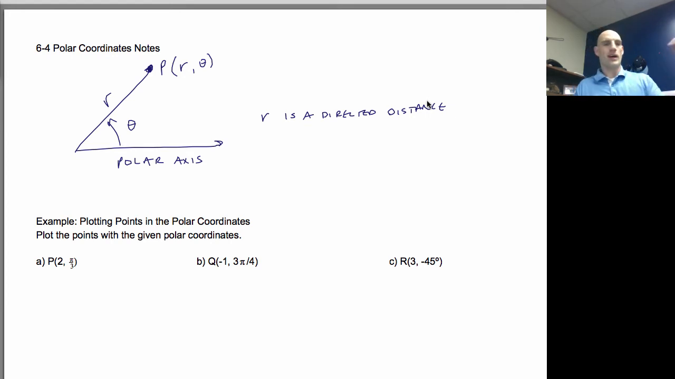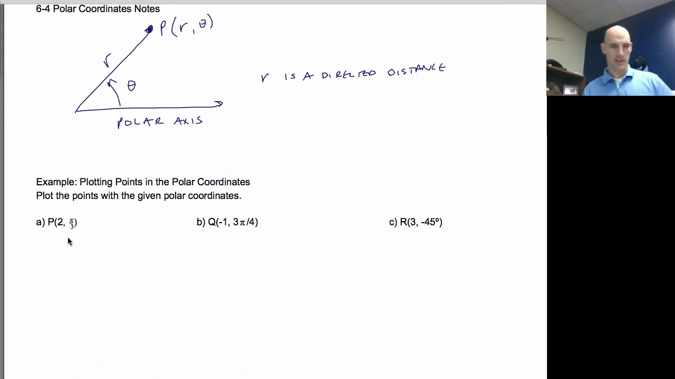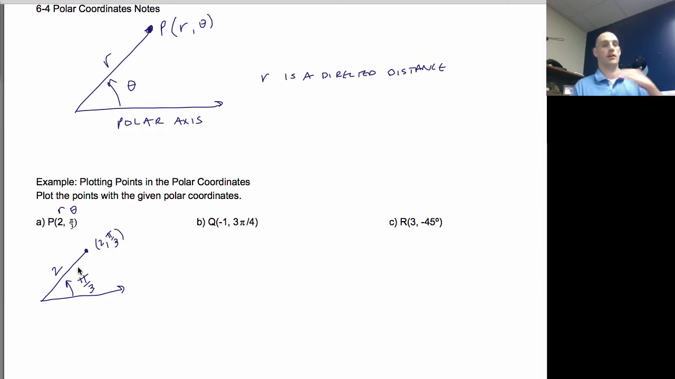When we look at this example, we're plotting points in polar coordinates with a given coordinate. What does it mean? If I have 2 comma pi over 3, 2 is my r, and pi over 3 is my theta. To plot this, this is going to be my axis down here. My angle is going to open up pi over 3. Because r tells me my directed line, this is 2, so my coordinate is 2 comma pi over 3, because it opens up pi over 3 and 2 is the length. Okay, so let's check this out.